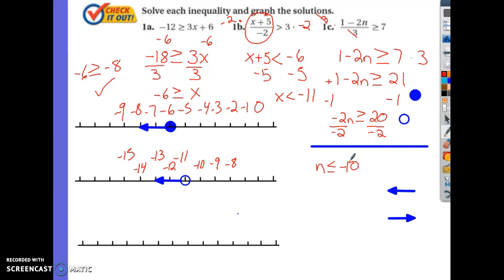So again, we're going to plot. We have a closed circle because it can be equal to negative 10. Closed circle right here. And then n is less than or equal to negative 10, so we get our arrow going in the right direction, and we plot it going that way.